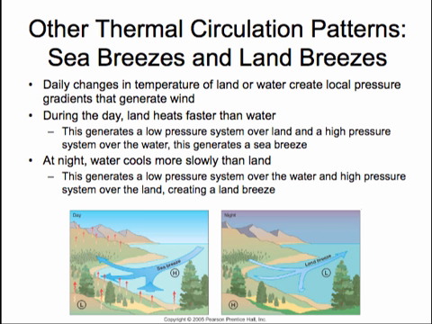Remember, we always name a wind based on where it originates. So in this case, during the day, it's a sea breeze because it's coming from the sea onto land. Here, it's a land breeze because it's originating on the land, going out to sea.